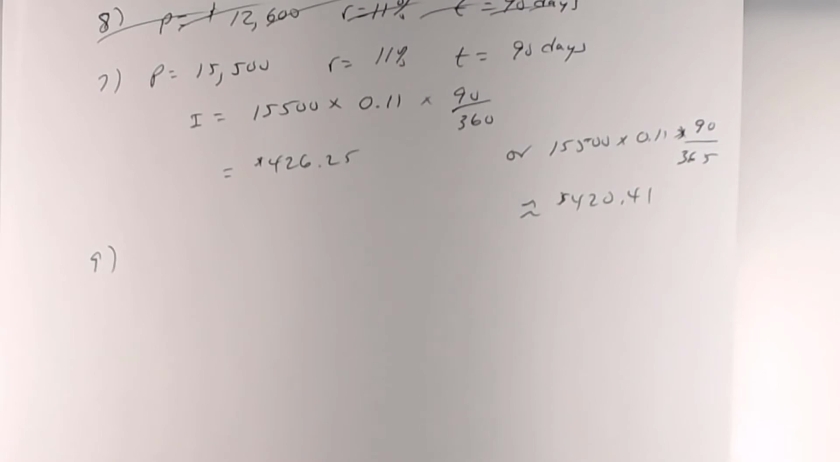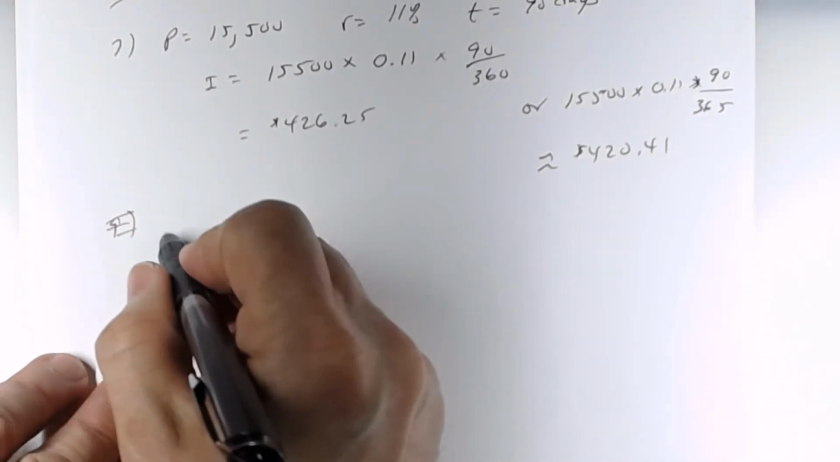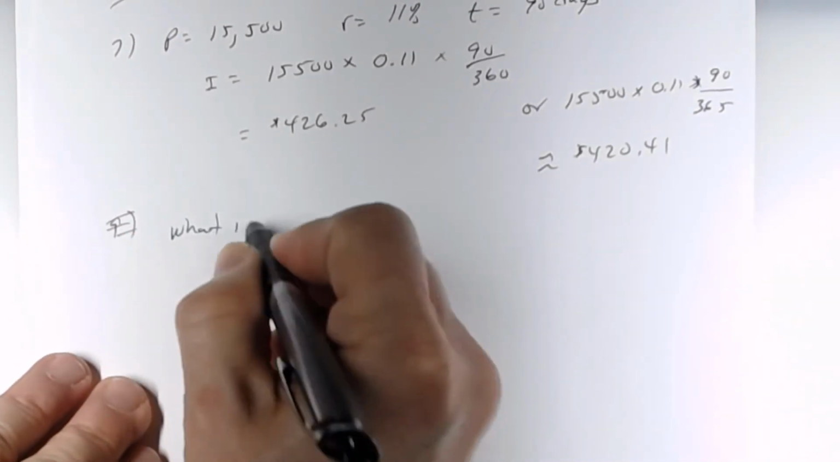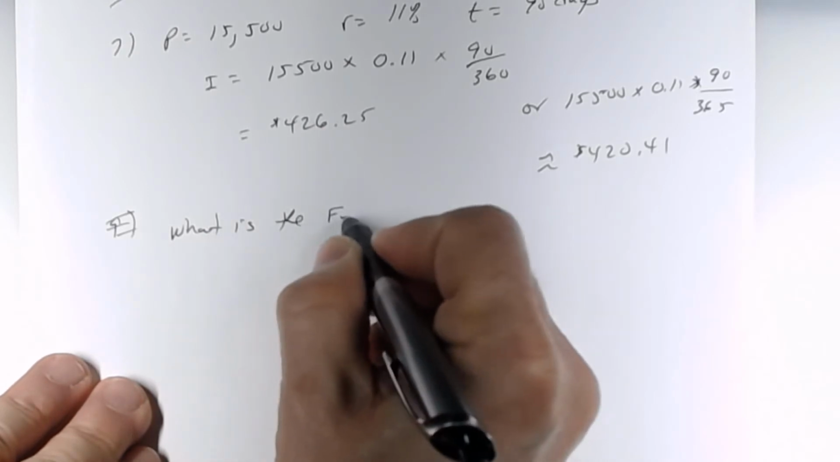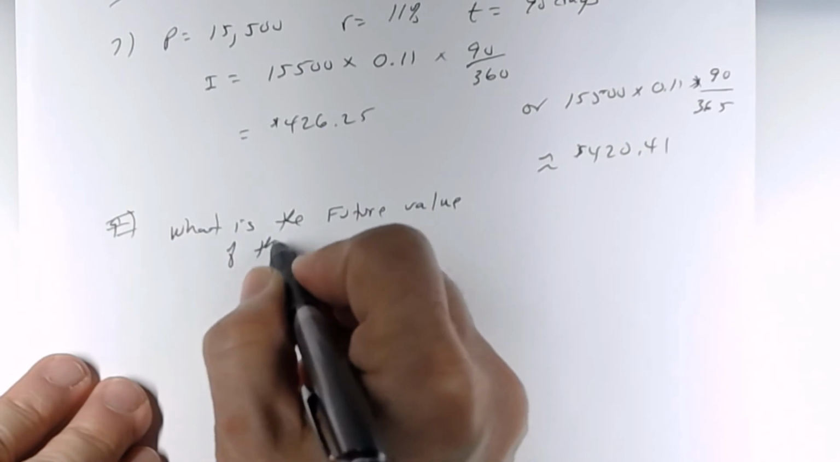So the future value, when we talk about the future value of you taking out a simple interest loan and paying it back, means not only what you borrowed, but also the interest you had to pay. So if I go back to number 7, I ask you, what is the future value of this loan?